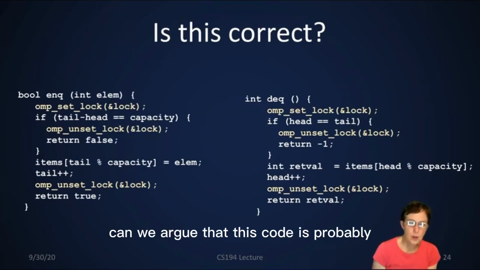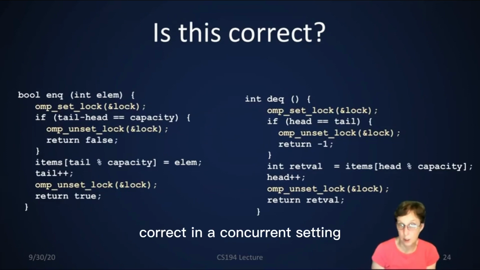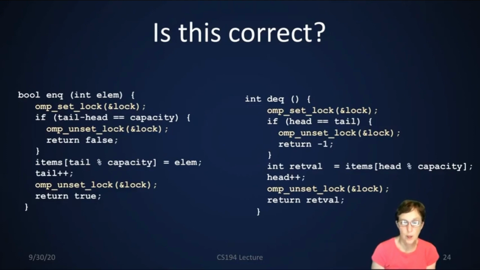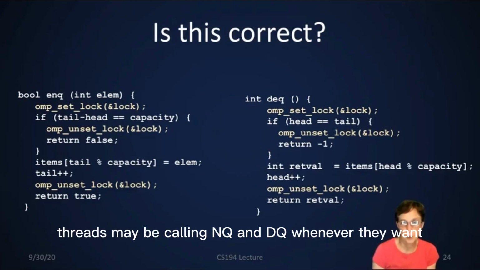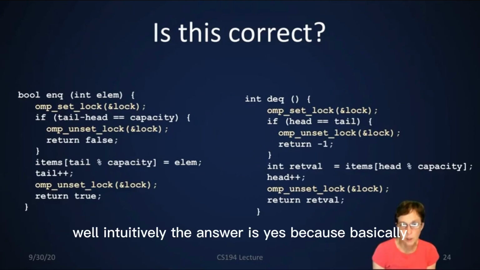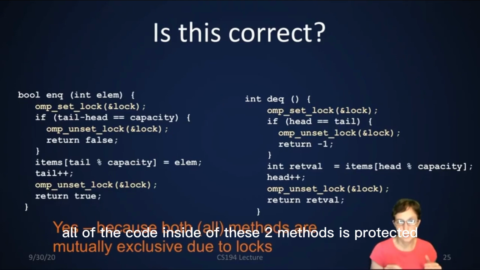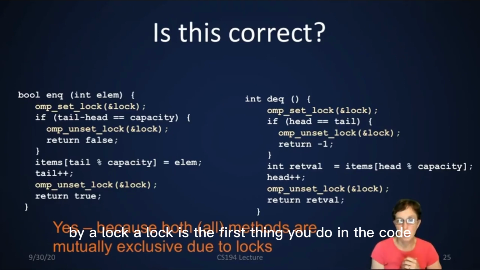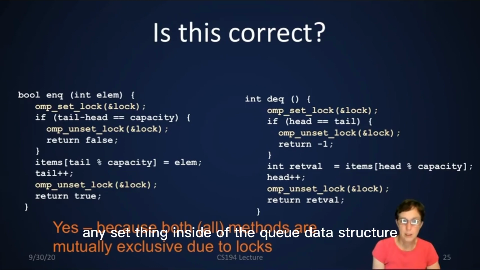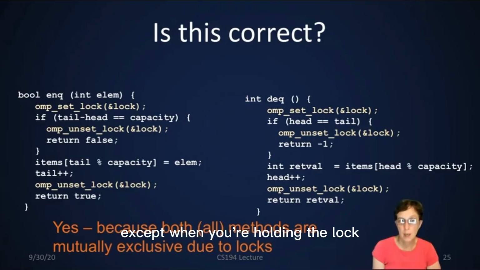Can we argue that this code is probably correct in a concurrent setting, that is where threads may be calling NQ and DQ whenever they want? Well, intuitively, the answer is yes, because basically all of the code inside of these two methods is protected by a lock. A lock is the first thing you do in the code. You don't modify anything inside of the queue data structure except when you're holding the lock. And you actually don't read anything inside of the queue data structure except when you're holding the lock.